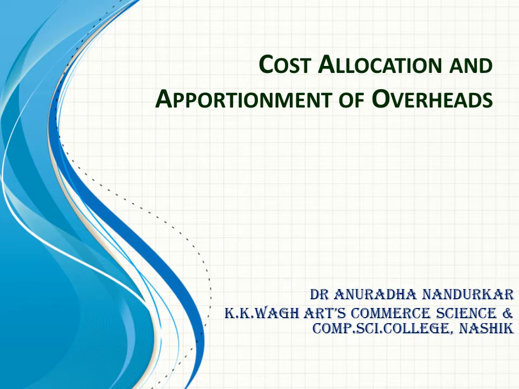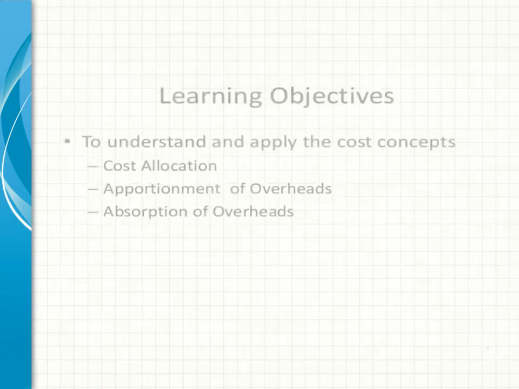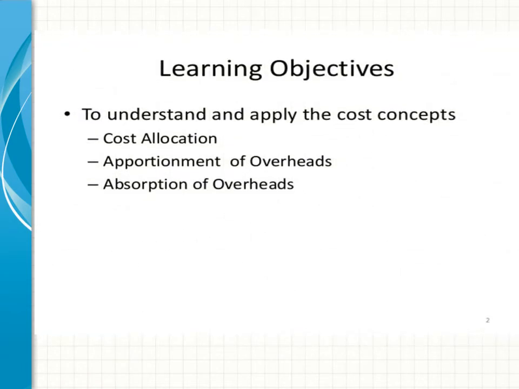In the last lecture we have seen the cost classification and various types of overheads. Today we are going to see the cost allocation and apportionment of overheads. Overheads are the indirect material, indirect labor and indirect expenses. The total of all these which cannot be identified directly to the production is termed as overheads. So here we are going to see how the overheads are allocated.